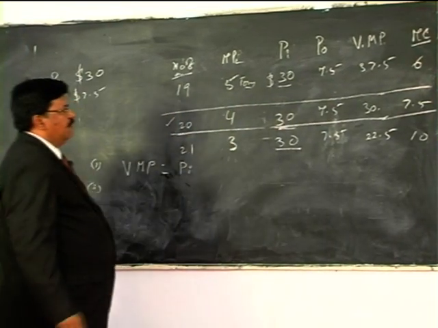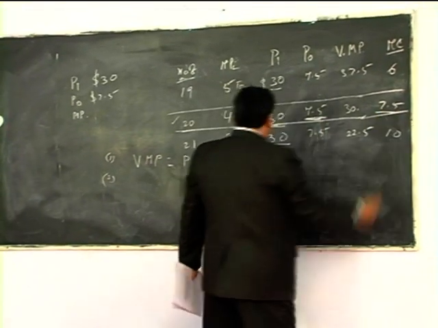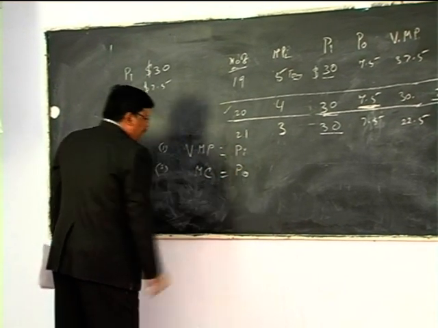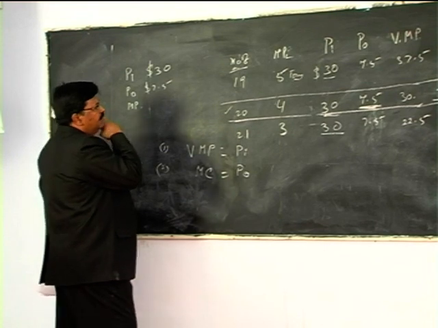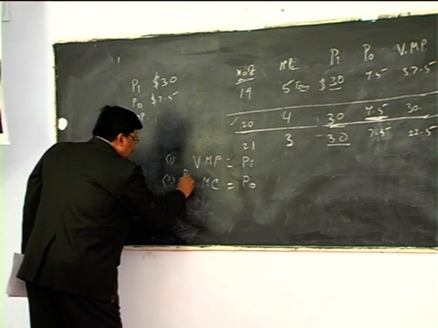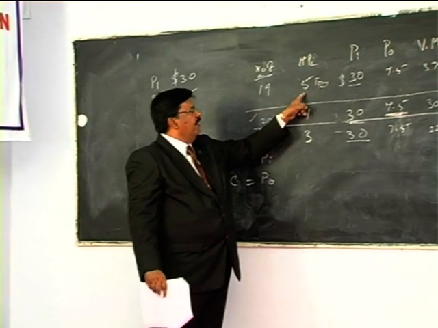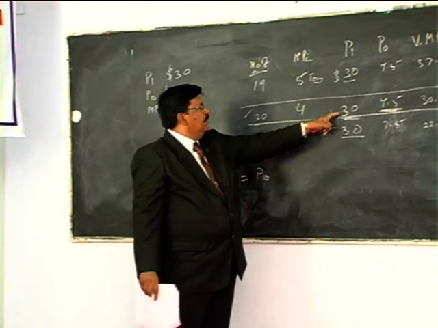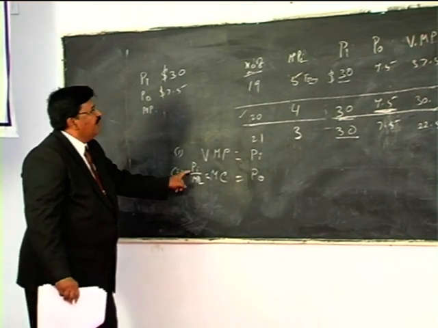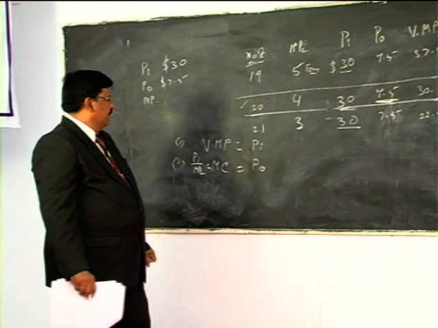The second condition is marginal cost is equal to PO. So the second equilibrium condition is MC is equal to PO. And what is MC? MC is equal to PI by MP. Price of input 30 by 5, that is equal to marginal cost. 30 by 4, that is equal to marginal cost. 30 by 3, 10 marginal cost. So price of input by marginal product is equal to marginal cost, that is equal to price of output. Okay.